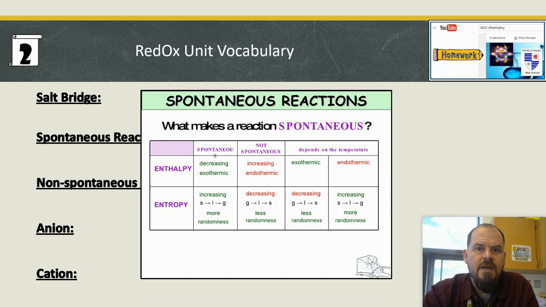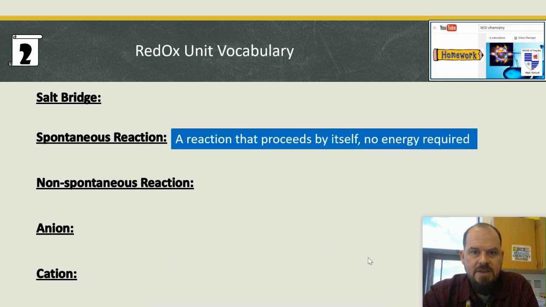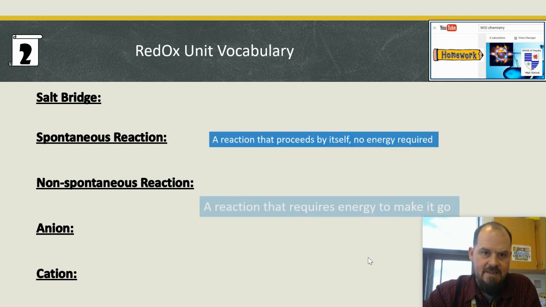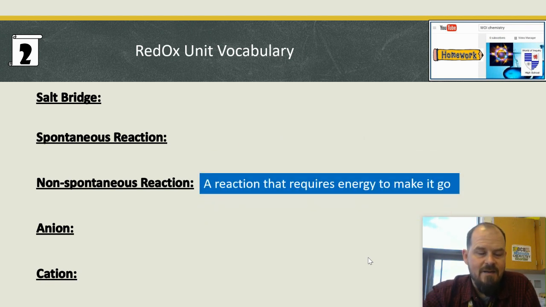Spontaneous reaction. Okay, a reaction that proceeds by itself, no energy required. It's spontaneous. Pop, happens. Doesn't need any help. Doesn't need a push. Non-spontaneous reaction. This is like charging your cell phone or your laptop or your Chromebook, right? You have to force it to happen. This is a reaction that requires energy to make it go. Okay, you have to have a power source. You have to plug it in.